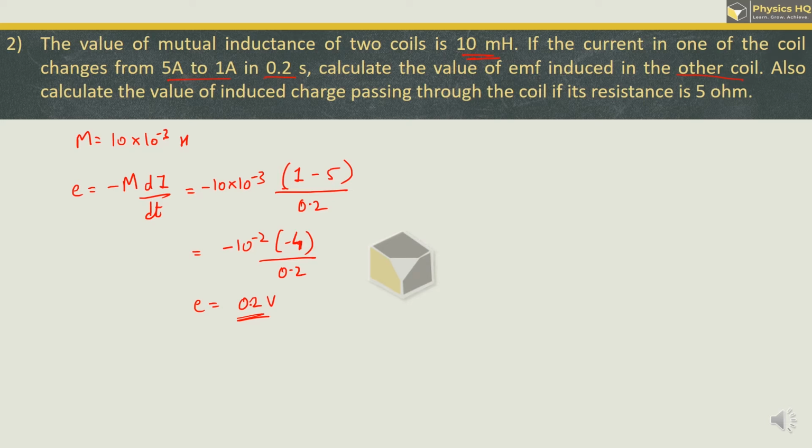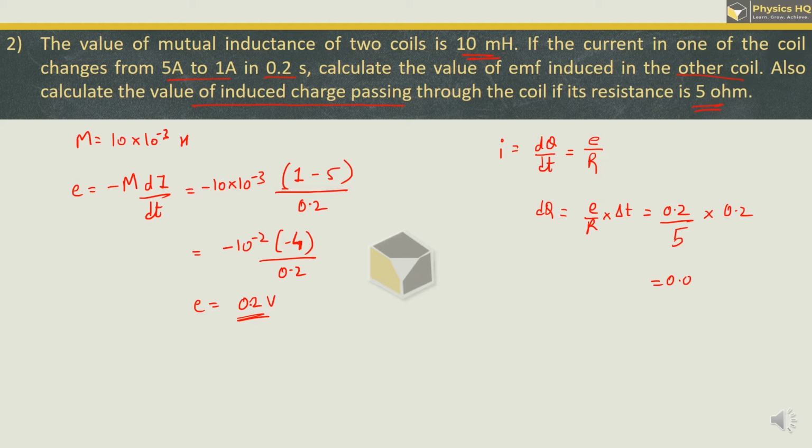Next they are asking also calculate the value of induced charge passing through the coil if its resistance is 5 ohm. Over here we will be using both the formulas of current, which is dq by dt and E by R. Now we have to find charge induced dq over here. So this will be equal to E by R into delta t, which is 0.2, R is 5. And time taken for all this is 0.2.